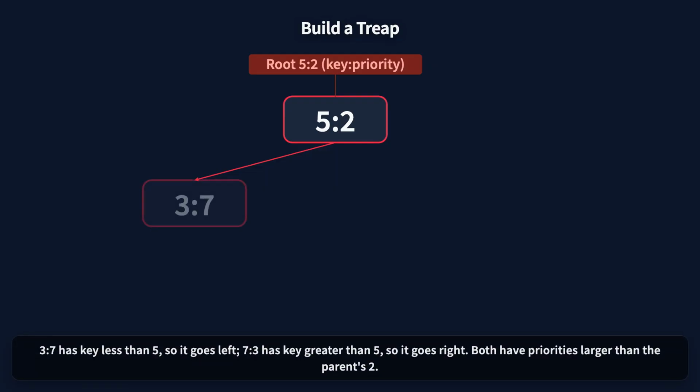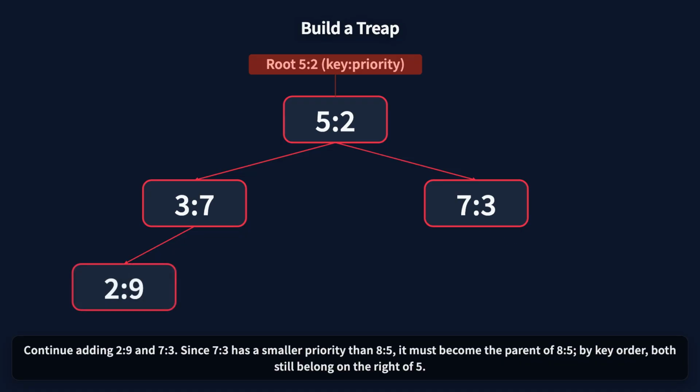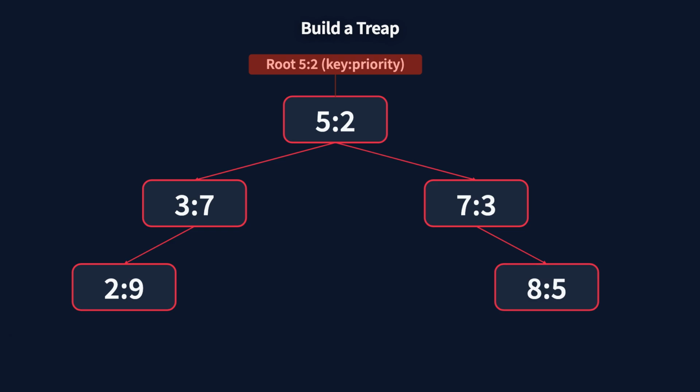3, 7 has key less than 5, so it goes left. 7, 3 has key greater than 5, so it goes right. Both have priorities larger than the parent's too. Continue adding 2, 9 and 8, 5. Since 7, 3 has a smaller priority than 8, 5, it must become the parent of 8, 5. By key order, both still belong on the right of 5.